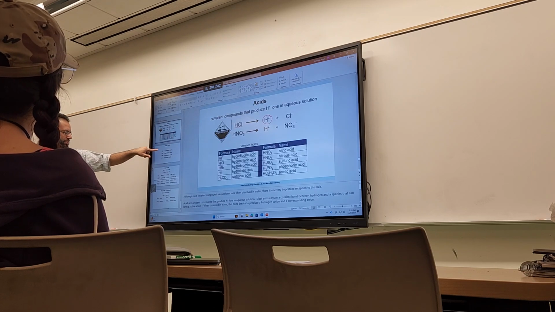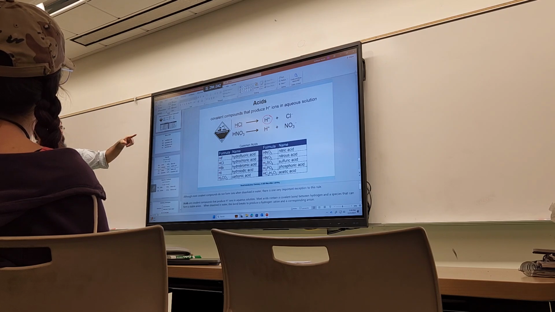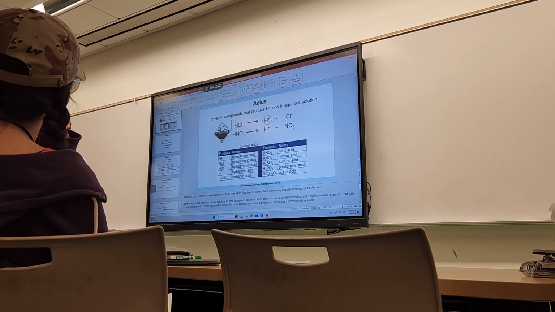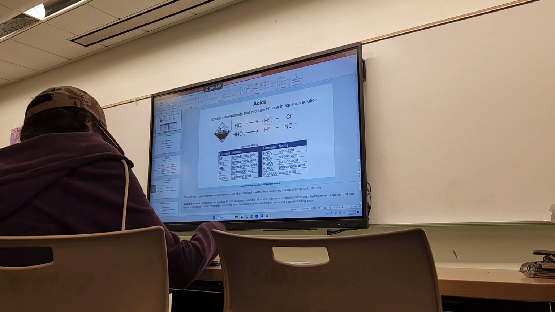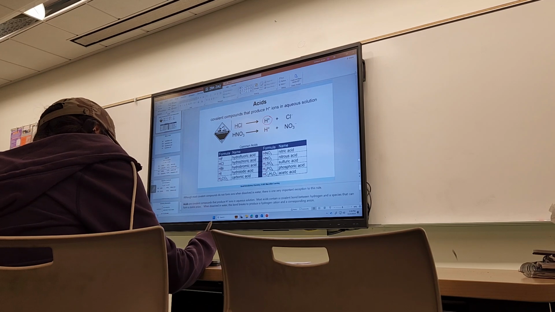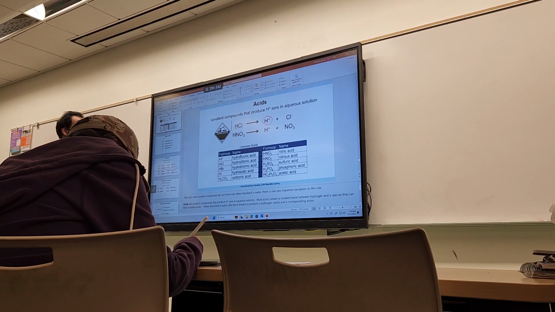And then the last one that we had was our acids, for the naming. You have all these different acids that you would need to know. So if you want to write them down in your cheat sheet, that's perfectly fine in terms of the naming, but these are the acids that you will need to know.